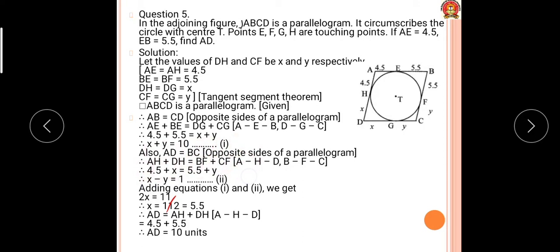Similarly, what is the second? Second is that AD is equal to BC. So 4.5 plus X is equal to 5.5 plus Y, and X minus Y is equal to 1. Therefore, from first and second, after adding the first and second equations, 2X is equal to 10 plus 1, that is 11. So X is equal to 5.5. Now X is 5.5. What is AD? AD is AH plus HD. AH is 4.5, HD is 5.5, and therefore AD is equal to 10 units.